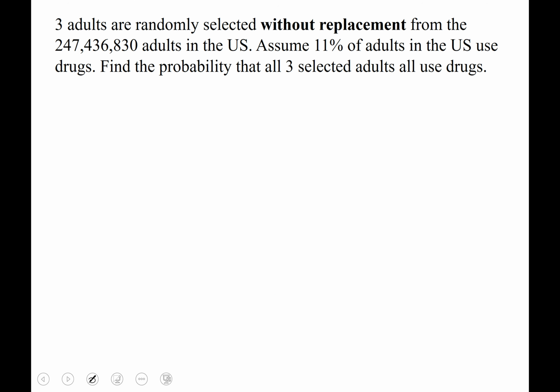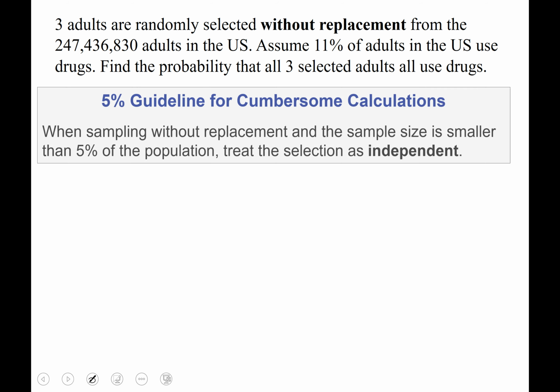All right. 3 adults are randomly selected without replacement from the 247,436,830 adults in the U.S. Assume that 11% of adults in the U.S. use drugs. Find the probability that all 3 selected adults use drugs. Okay, I'm using this example to introduce to you the 5% guideline for cumbersome calculations.